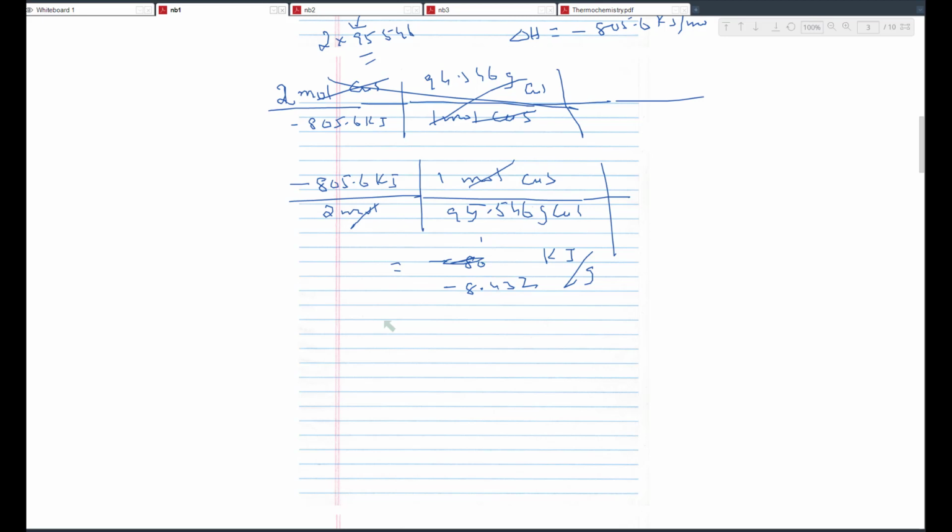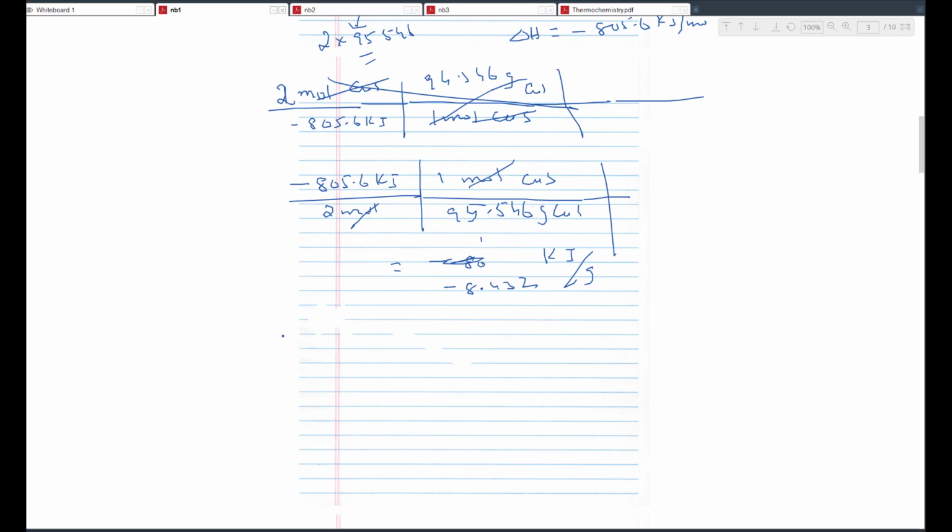Oh, no, no, that's right. What question are we doing? Okay, 6.25. They are right, because if you look at it, the equation is 2 CuS, but the delta H value they had given is per mole, not for 2 mole. It's not the kilojoules. It is kilojoules per mole.